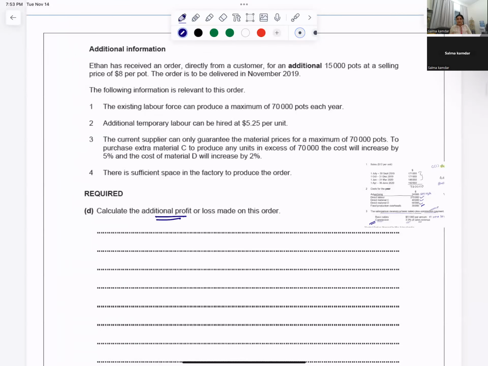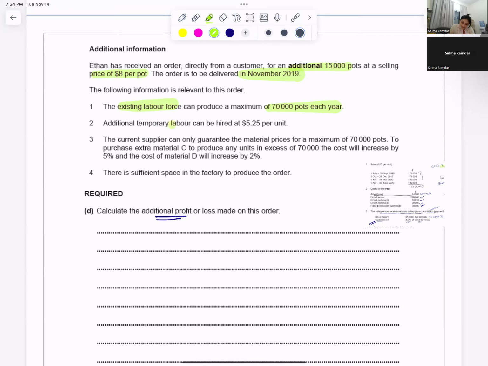Ethan has received this order directly from a customer, and the order is for an additional 15,000 pots at a selling price of $8 per pot. The order is to be delivered in November 2019. Information that is relevant to this order is that my existing labor force can produce only 70,000 pots.